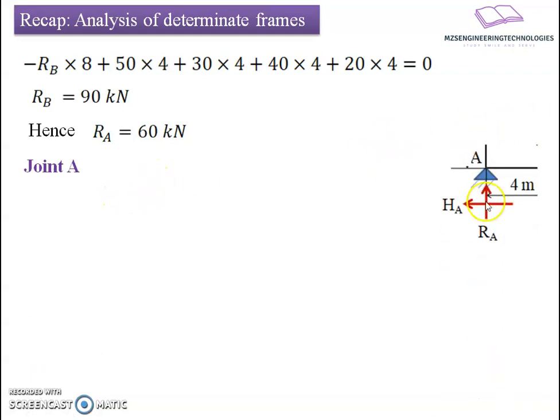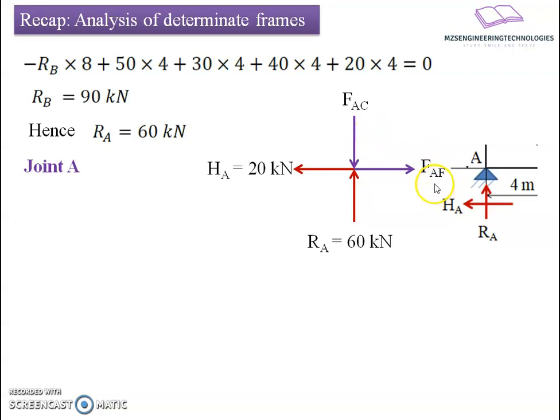If I take joint A here, there are two known forces and two unknown forces from the members. If I prepare the free body diagram, one reactive force is RA equals 60, the second reactive force in the horizontal direction is HA equals 20, and there are member forces FAC and FAF. The A to F member force is FAF, and the A to C member force is FAC. Now I will apply the equilibrium equations for this particular joint. At a joint, the force system is a concurrent force system.